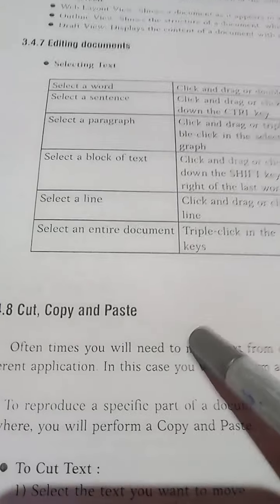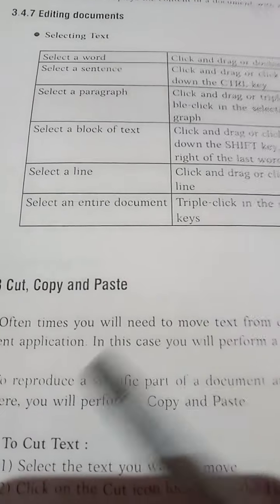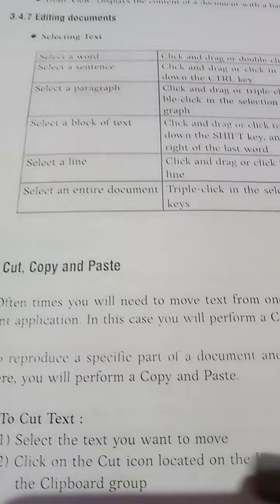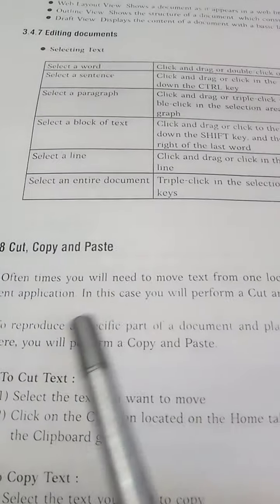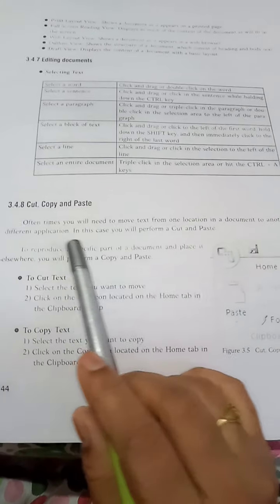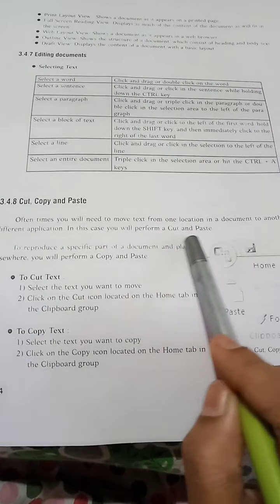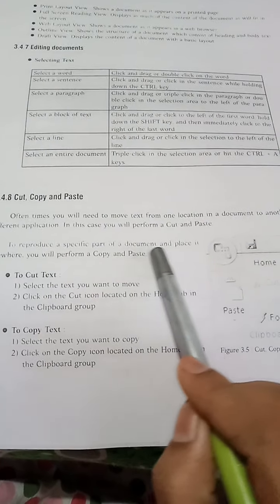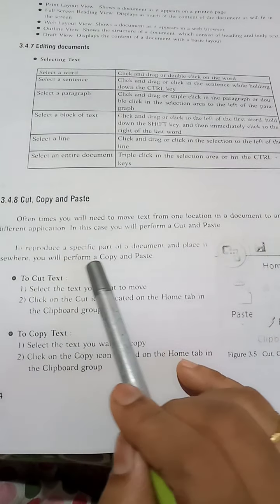So these are the different types of editing that are present here. Cut, copy, paste. You can cut from a particular portion, you can copy it and paste it somewhere. Often sometimes you need to move text from one location in a document to another or to a different application. In that case you will perform a cut and paste. To reproduce a specific part of a document and place it elsewhere, you will perform a copy and paste.